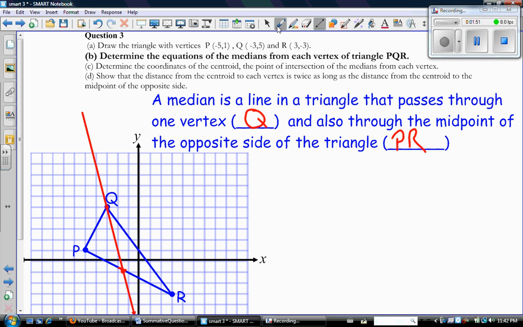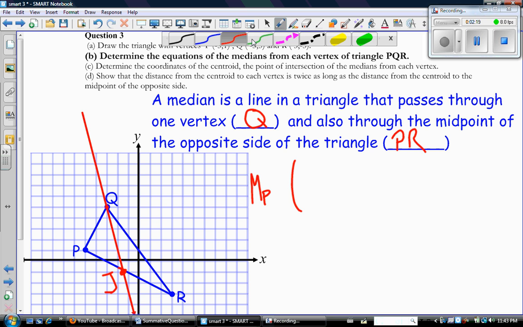So let's give that midpoint a name so we can talk about it. Let's call it J for no reason. So this is point J. It's the midpoint of PR. And this median line goes through Q and J. So I think we need to start, therefore, by finding the coordinates of J. And again, the coordinates of J can be found by finding the midpoint of PR.